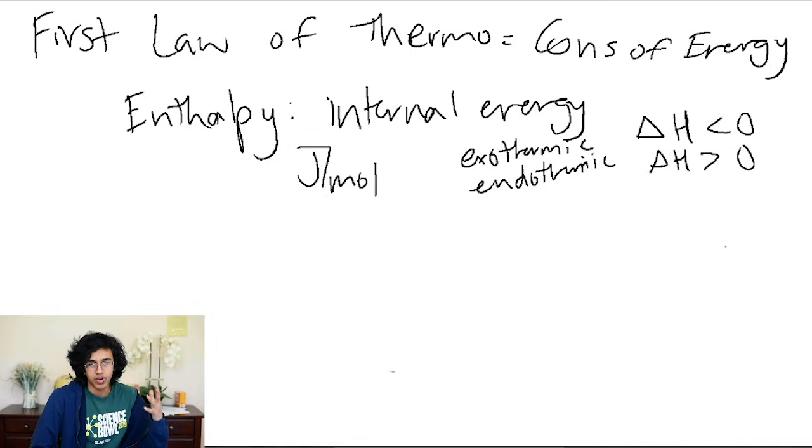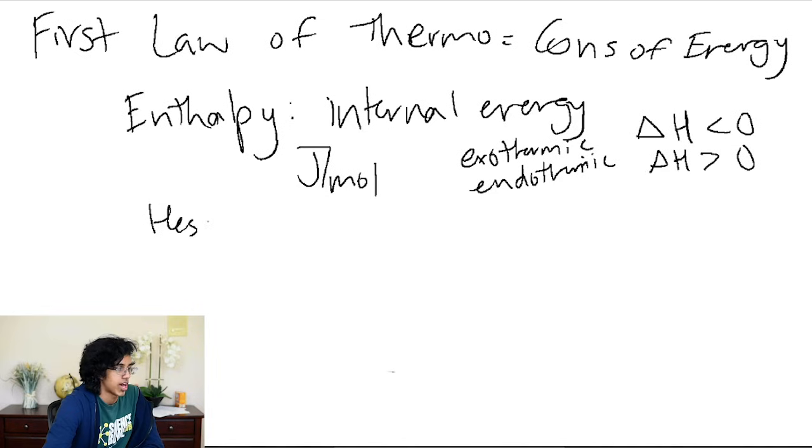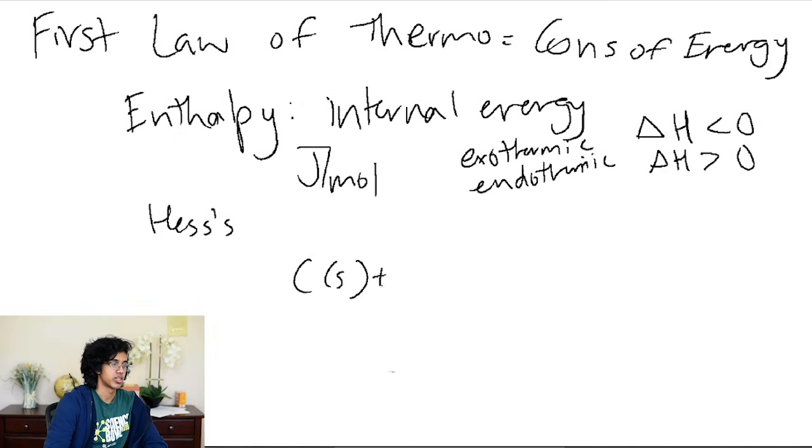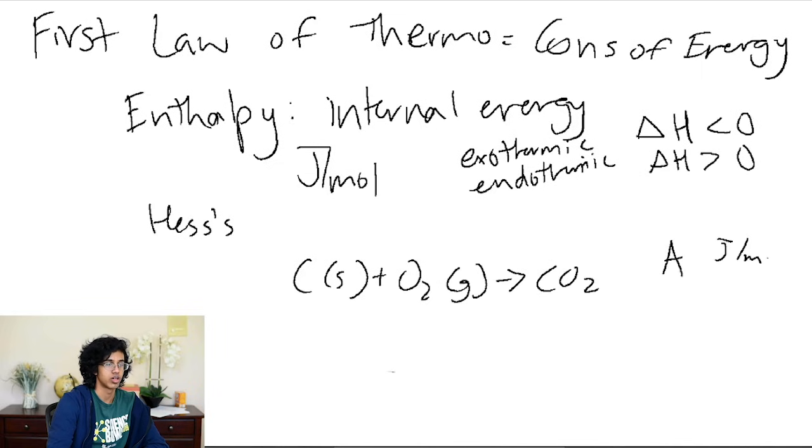So now let's talk about Hess's law. Hess's law basically says that if you have a bunch of changes in enthalpy, you can subtract them or add them to get a new change in enthalpy. So for example, if I had C solid plus O2 gas yields CO2, and that has A joules per mole of enthalpy change.